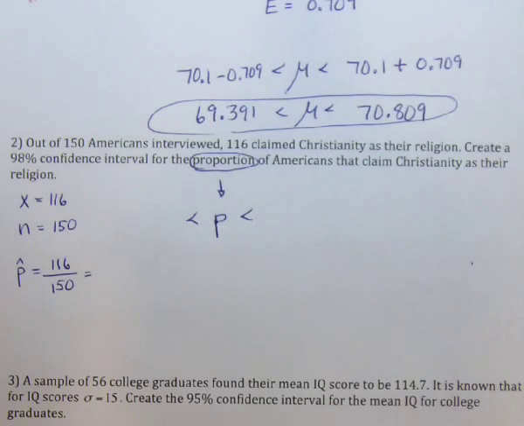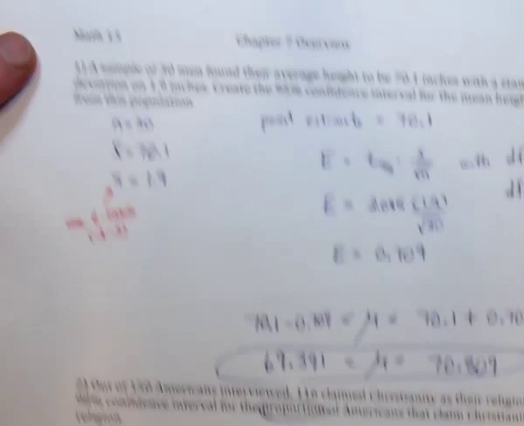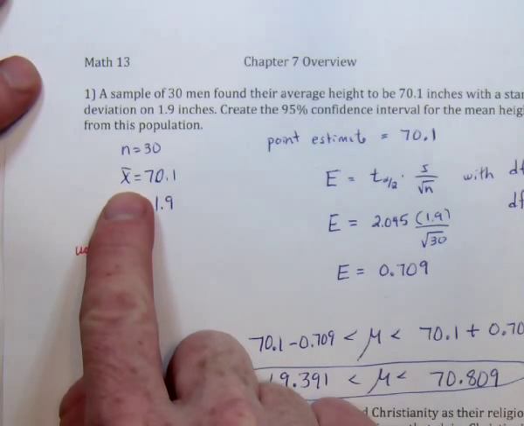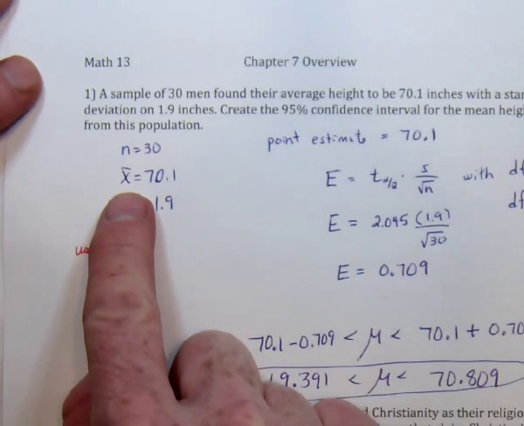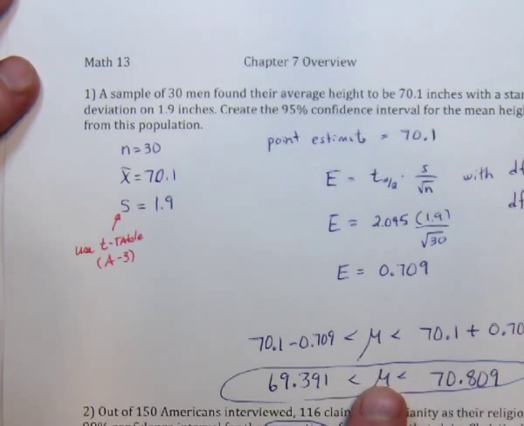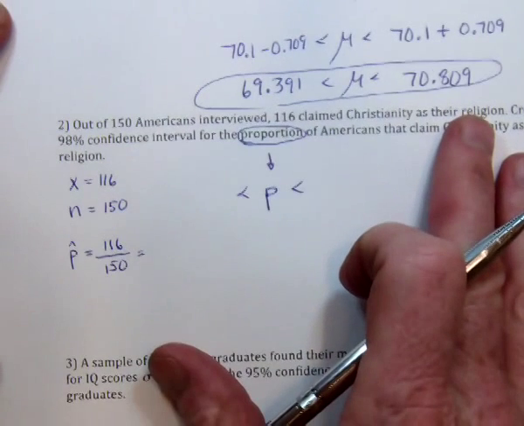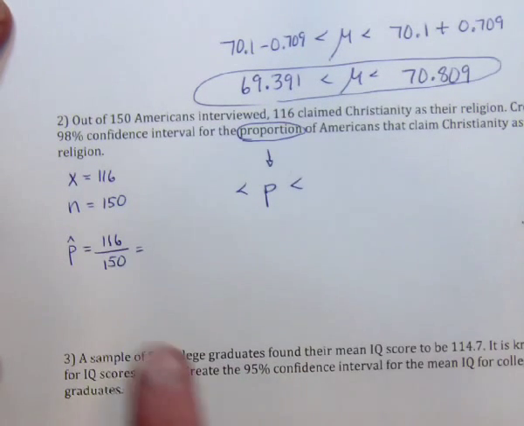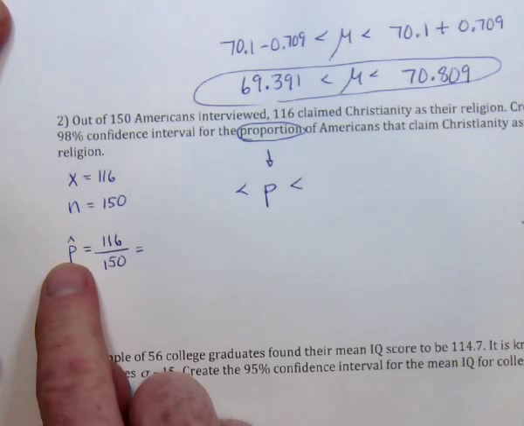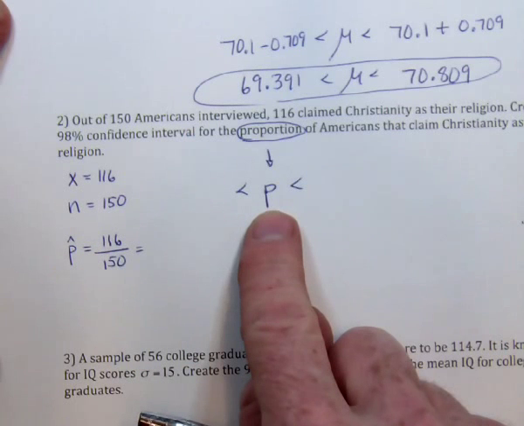So when we're talking about the mean, there's two different symbols. It's X bar if it's a sample, and it's mu if it were the whole population. When we're talking about proportions, it's going to be p hat if it is just the sample, and then it's p for the whole population.